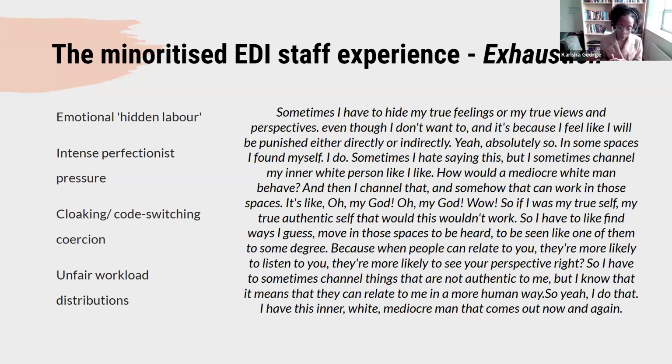So from the emotional hidden labor, what we're talking about here is that participants saw the personal relevance of working in EDI to them, which meant that they felt they consistently had to be representing those who did not have a voice when they had a voice in the space. And that meant constantly retelling their story. And if you're constantly retelling your story of discrimination over time, that has an emotional toll. So that's the emotional hidden labor.